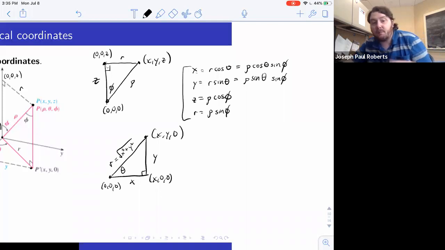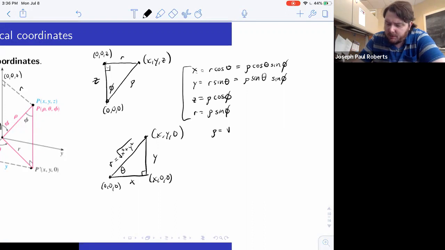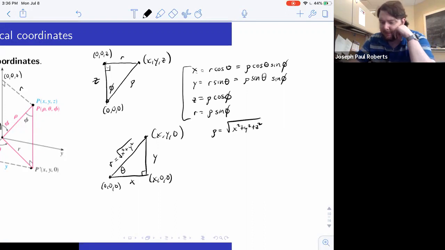You're going to probably want to memorize these, but I'm just trying to show you that if you remember right triangle trig from however many years ago when you learned that, you can figure out all these equations without having them memorized. Hopefully you do practice this stuff enough to memorize it. So what else do we have? We have that rho is the square root of x squared plus y squared plus z squared.